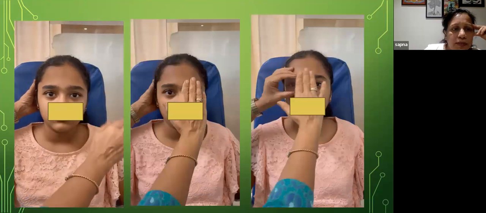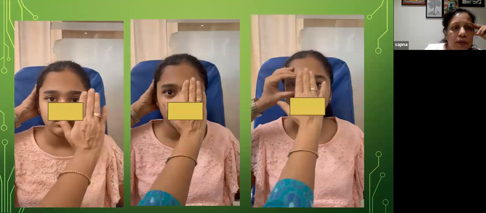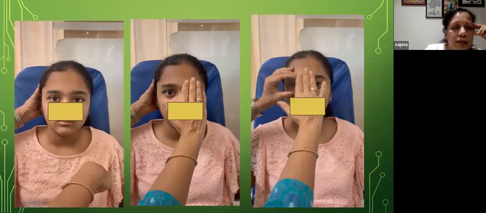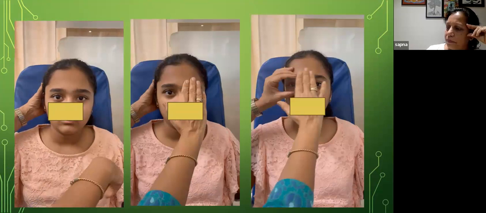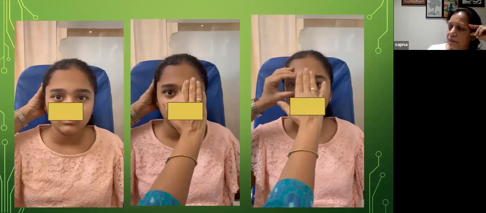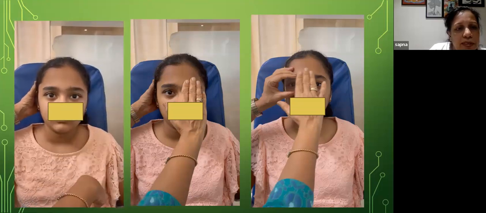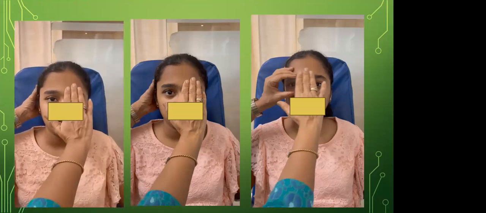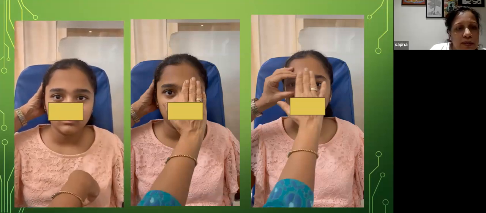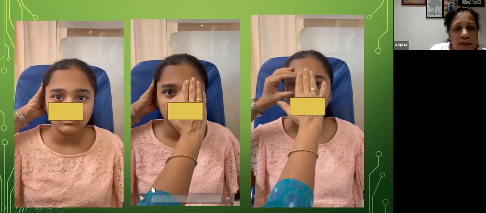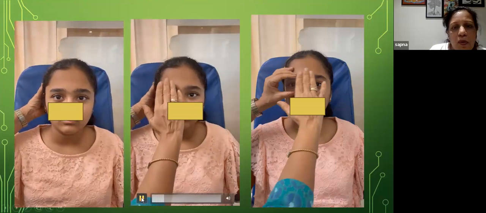Look at the phorias here. Can you make out the gradual deviation of the left eye under the cover? Could you appreciate the phoria here? Cover, uncover test. This is cover and uncover, you will see it taking a movement. Yes, this is the cover uncover test for phorias. Now, this is an alternate cover test, which takes both the eyes.